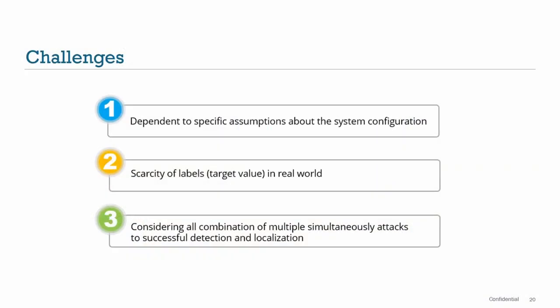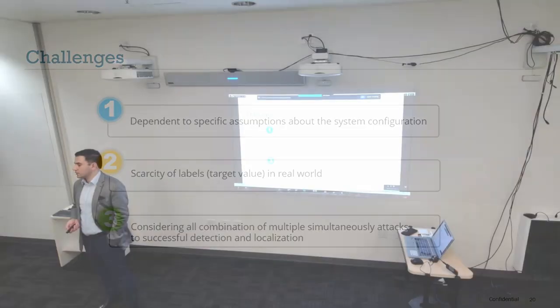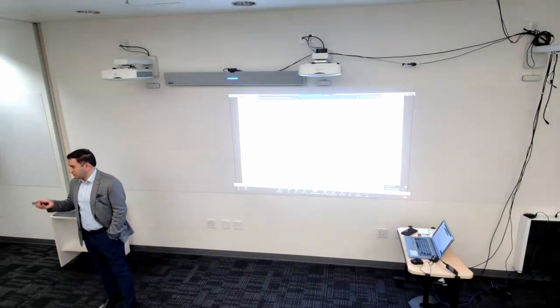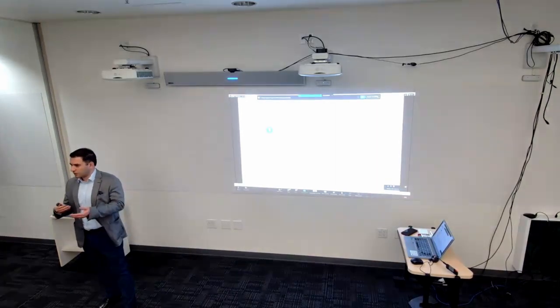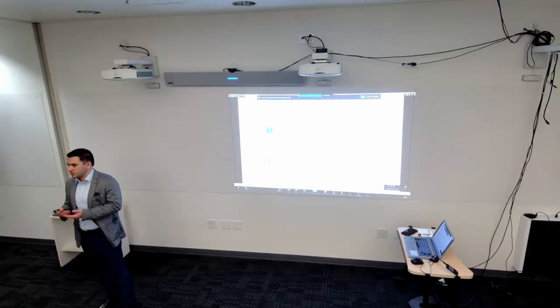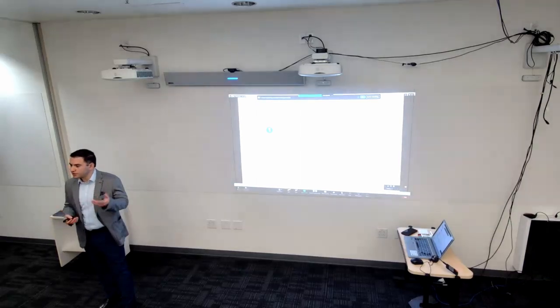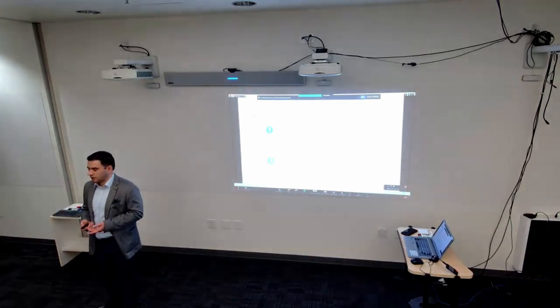Another limitation, specifically for supervised machine learning, is that it requires labels. Do I have labels for machine learning in the real world? Do I have attack samples in the real world? I can rarely find a substation that has been attacked, where they provide the information and label it. So I simulate the data. But in the real world, that might not be the case.